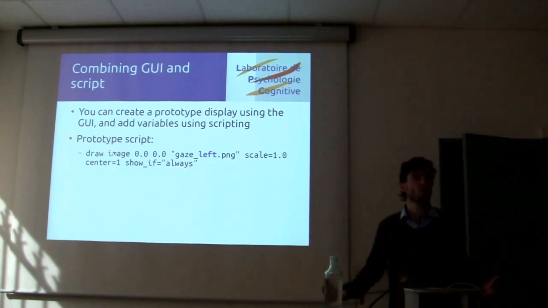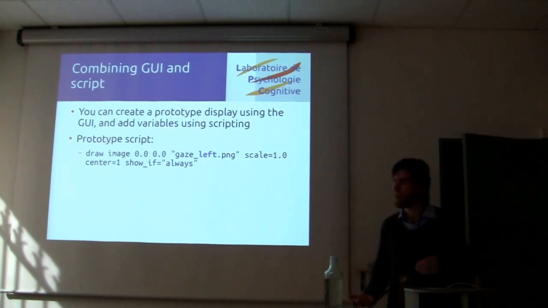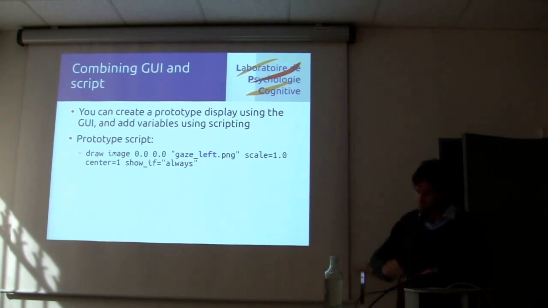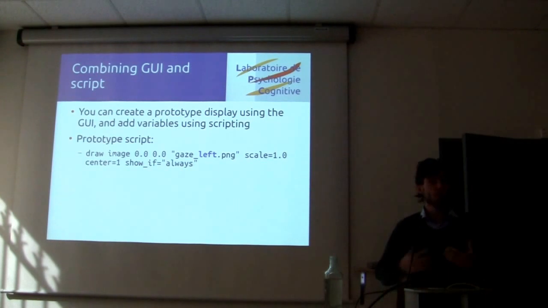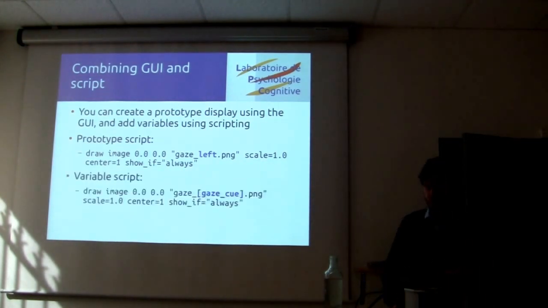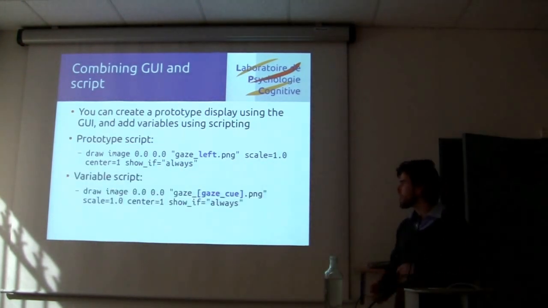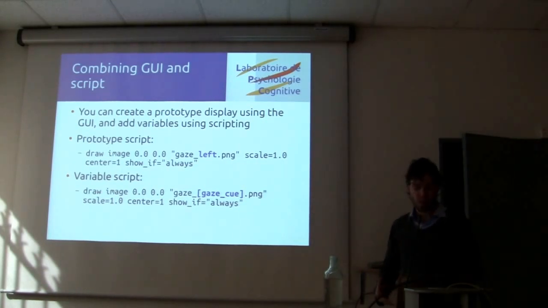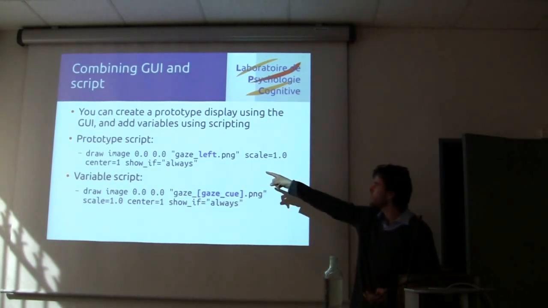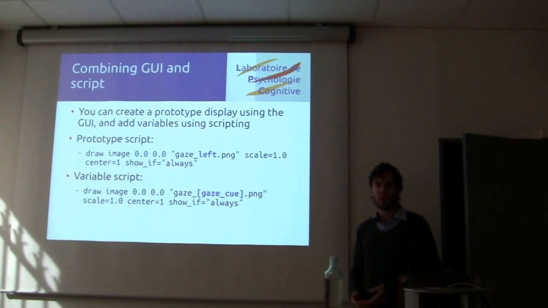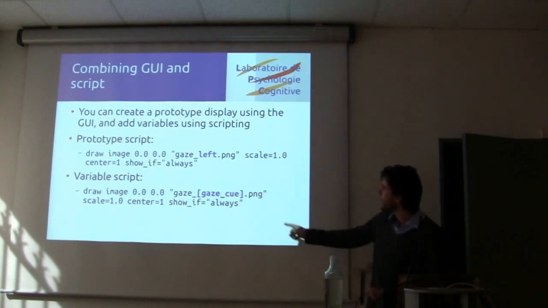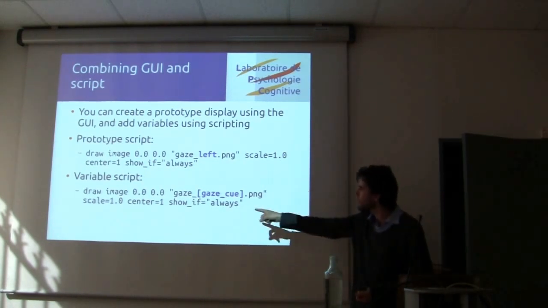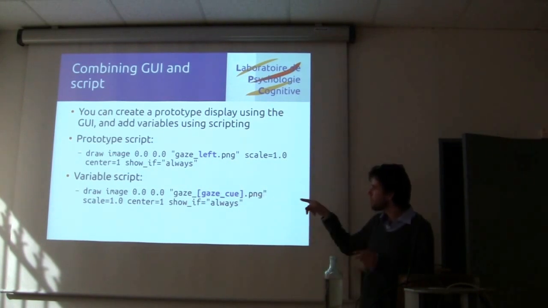Now, you open the user interface and you draw that image and it looks to the left. Which is fine, but it only works for one trial, right? A trial where it looks to the left. Then what you can do is take the script that OpenSesame generates automatically, and replace the parts of the script that you want to make variable. So in this case, we assume that you also have files called gaze_right.png and gaze_neutral.png, for example.